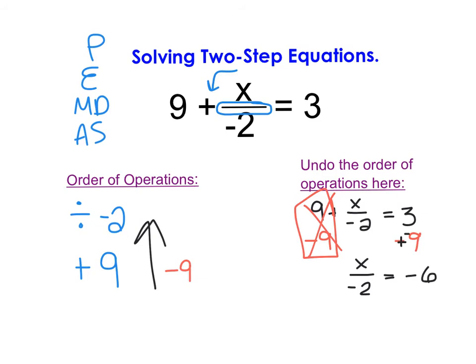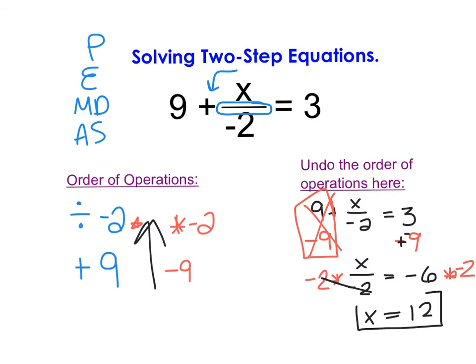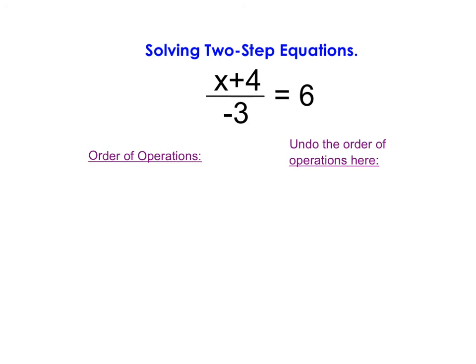So now I've undone that addition of 9, so I'm going to move up one and undo the division of -2. In order to undo division, I need to multiply by a -2. So I'm going to multiply both sides by a -2. And then here, these cancel out, so I'm left with x is equal to -6 times -2 is a positive 12. So here I found the x value, or if I plug it back in here, I will make the equation true. Two more examples to go.